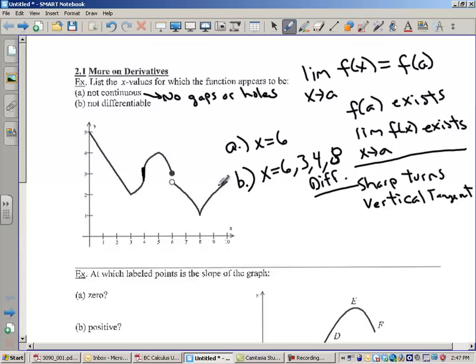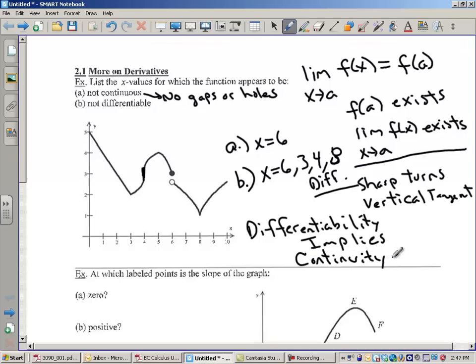So there's really more of a requirement to be differentiable. But I am going to say something that you will know for sure. If you know a graph is differentiable, then you already know that it is continuous. So differentiability implies continuity. Say that 5 times fast.